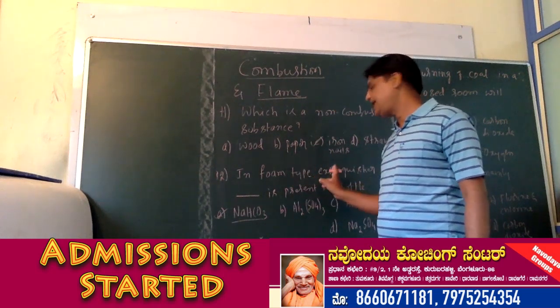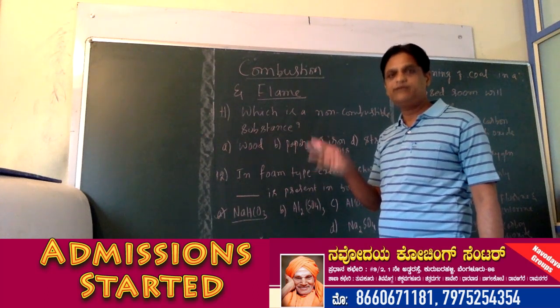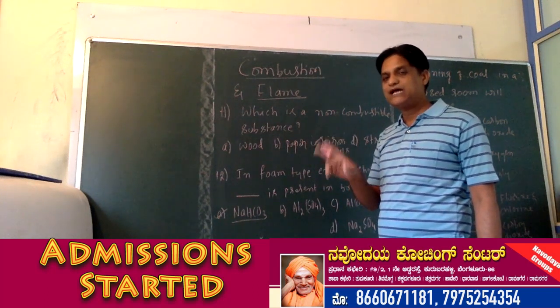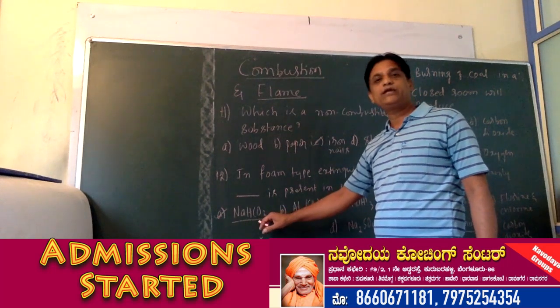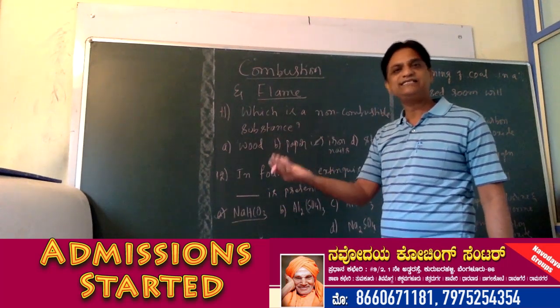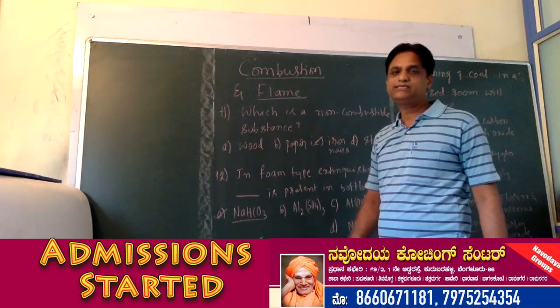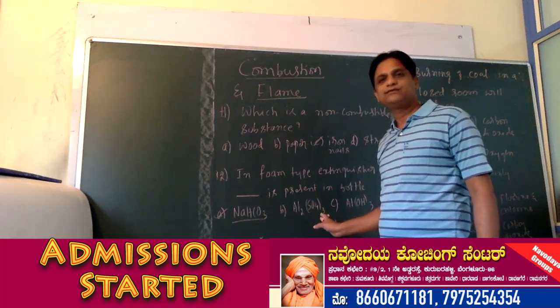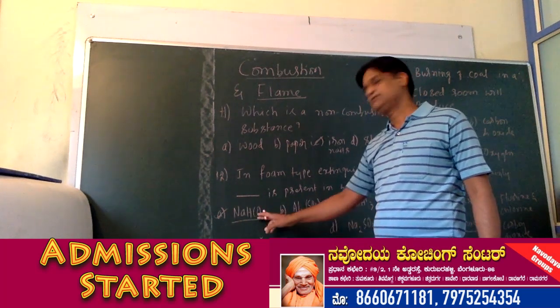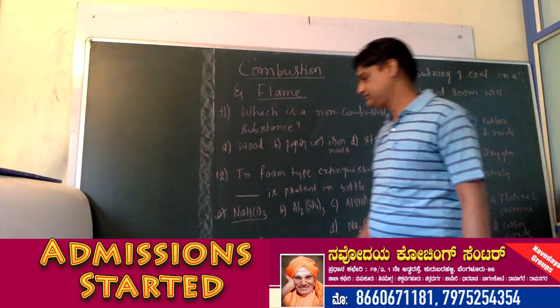So in foam type extinguisher, the fire extinguishing agent produced is carbon dioxide, and that carbon dioxide is produced due to the reaction between sodium bicarbonate and an acid. So in the bottle they keep sodium bicarbonate, any bicarbonate, and among the options, we can select sodium bicarbonate.